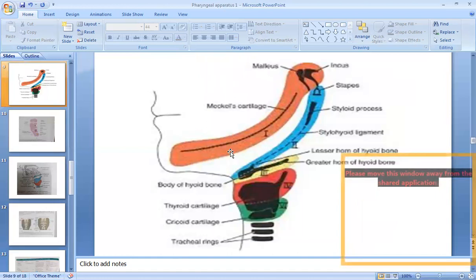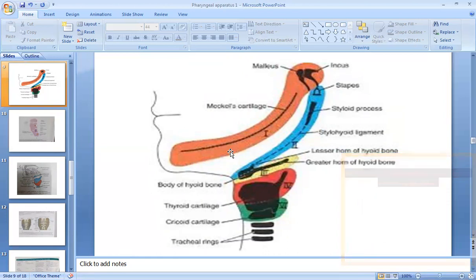Here you can see again the first pharyngeal arch. This is the Meckel's cartilage. Later on, it ossifies, and this ossification is called membranous ossification. The mandible is ossified in membranous form. There are two types of ossification: one is endochondral and the other is membranous.